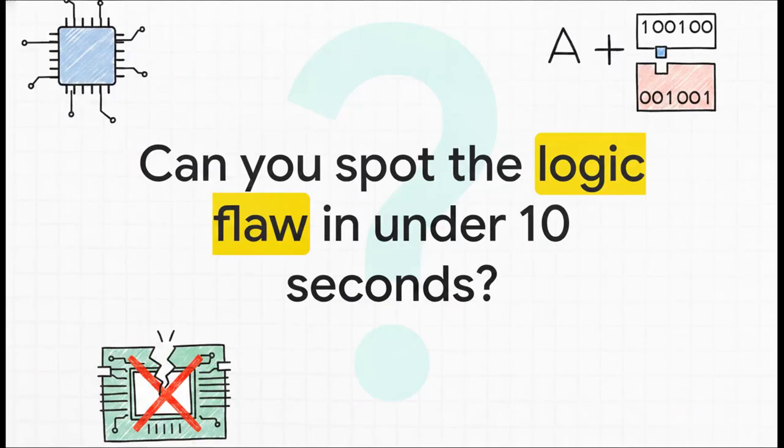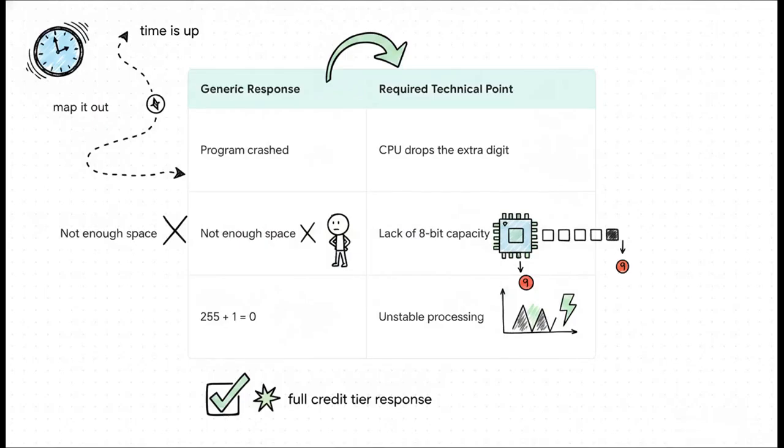All right, let's test your active retention right now with a rapid spot the flaw challenge. We've got a simulated exam answer here explaining why a simple addition caused a program crash. I'm going to give you 10 seconds to find the missing logic in their explanation. Look closely at how they describe the binary addition. Are they being specific enough? 10 seconds on the clock. Can you find the flaw? And time is up. Let's map this out together.